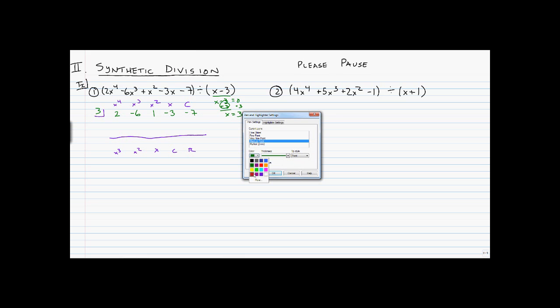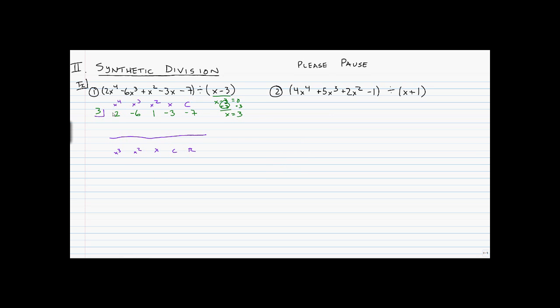So the last thing we need to do is the actual work here. So let's go through it. Okay, first part, bring down the 2. 2 times 3 is positive 6. Negative 6 plus 6 is 0. 0 times 3 is 0. 1 plus 0 is 1. 1 times 3 is 3. Negative 3 plus 3 is 0. It's kind of weird we're getting a bunch of zeros down here. Not that there's anything wrong with that. There's no problem there. 0 times 3 is 0. Negative 7 plus 0 is negative 7.